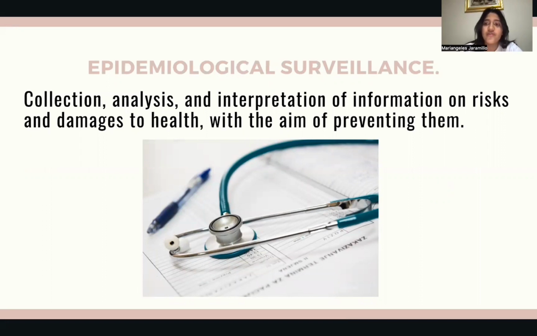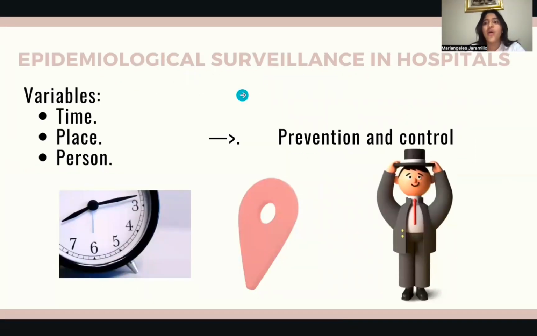It's a collection, analysis, and interpretation of information on risk and damage to health. Why? To prevent them. We have the epidemiological surveillance in hospitals. With this, we have to focus on three variables: time, place, and person. Why? To prevent and control.